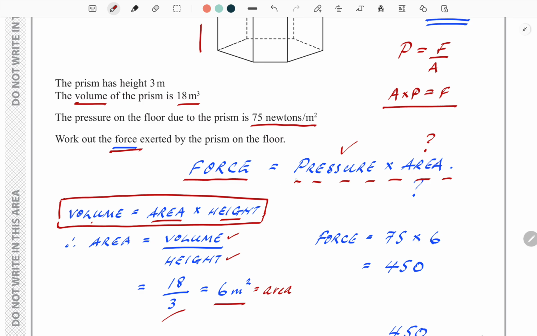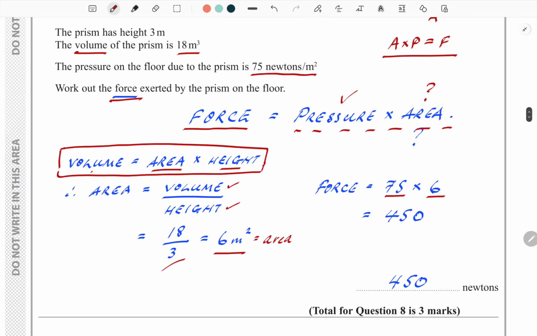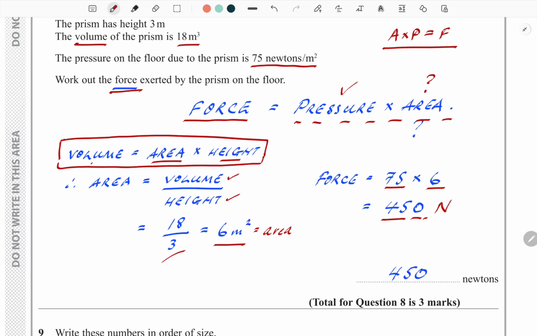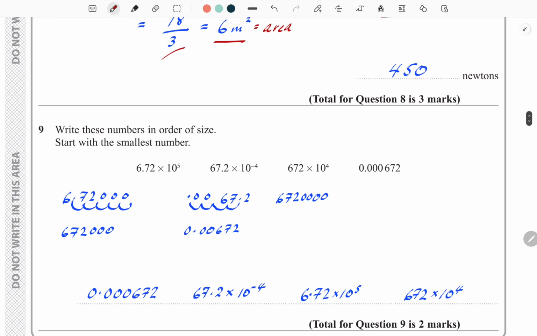Now for the force, we know that we need pressure times area. The pressure is 75 according to the question, and we've just found the area, times 6. And so the total is 450 newtons. For those of you doing physics as well, there you go, newtons. That'll keep you happy. Question number 9.